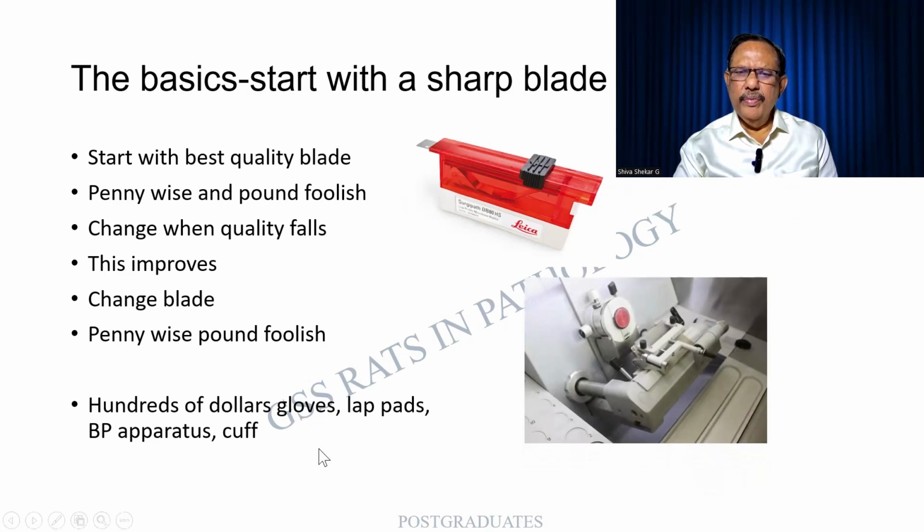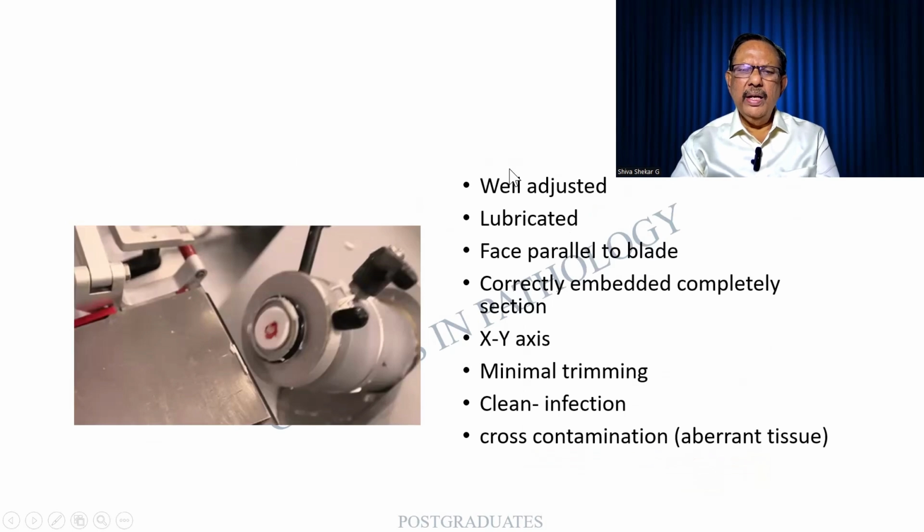And this is a block holder, the other parts of it I will be saying. And there is a knife over here. At a higher magnification, it should be well adjusted, lubricated, so that there is a flawless movement. And it should be facing the blade. The blade is over here, and this is an anti-roll plate. It should be almost parallel to it. The X and the Y axis are well controlled by means of the screws over here.